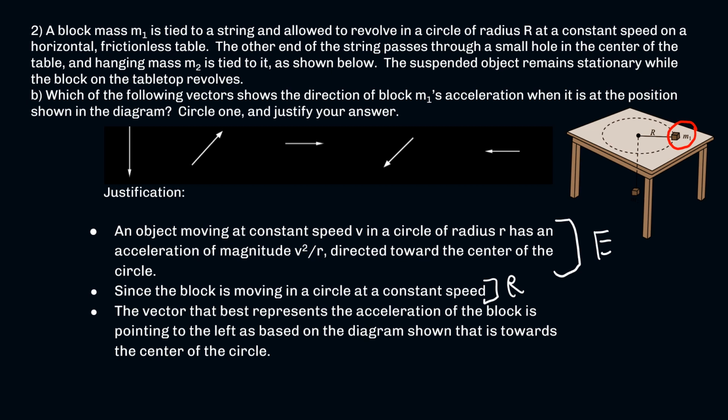So what we have here is going to be the vector pointing to the left. And again, just based on this diagram, if you want to take a better look at it, at the block there, that's the arrow that points to the left at that point. All right, so let's move into part C.